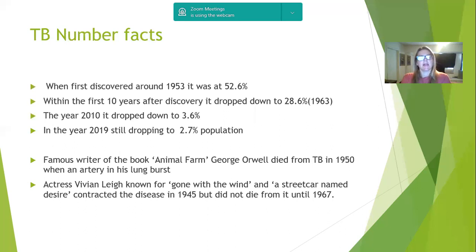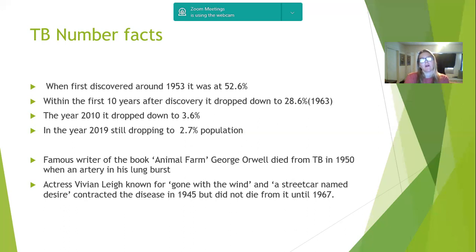Now I have some TB number facts. When TB was first discovered around the year 1953, it was at a 52.6% infection rate. Within the first 10 years after its discovery, it dropped down to 28.6%, which was in the year 1963. Jumping forward to the year 2010, still dropping down to only 3.6% of the population. And in the year 2019, it dropped down to 2.7% of the population. So it has dramatically dropped down from when it was first discovered, although it is still an issue.